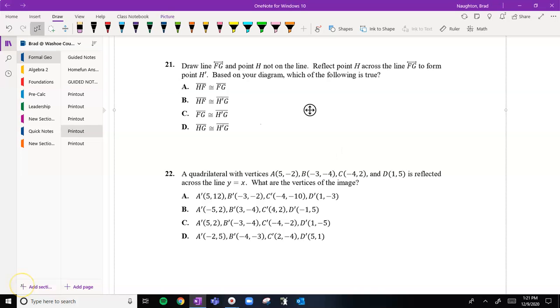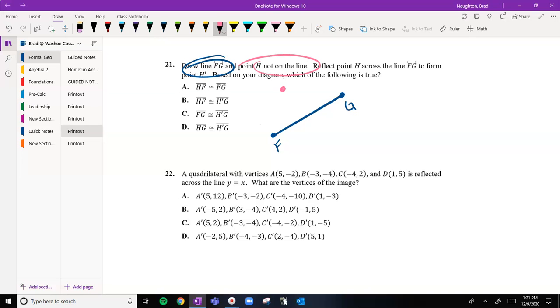Alrighty, we're going to jump into 21. If you need anything before that, that's a different video. So on this one, it says draw a line FG. So let's go ahead and follow directions. I'm just going to make it a segment. So FG, and then we have a point H that's not on the line. So let's throw that point H right there.